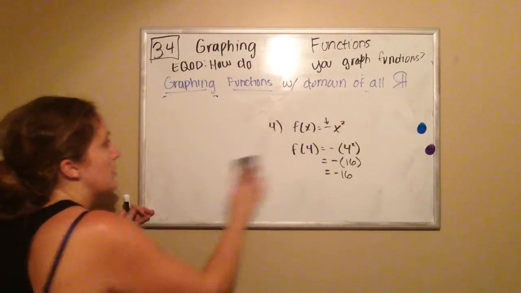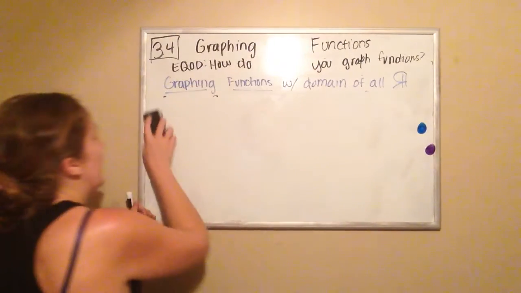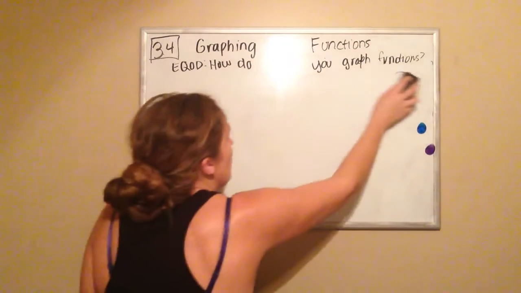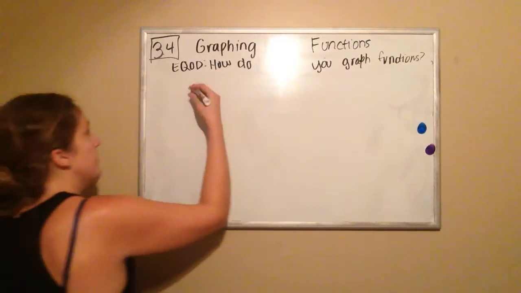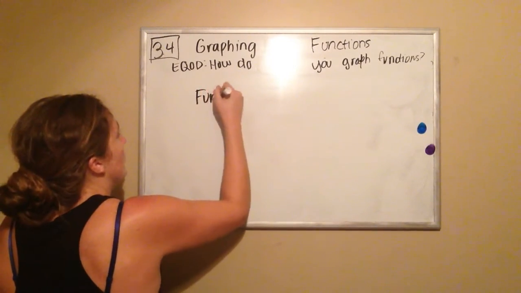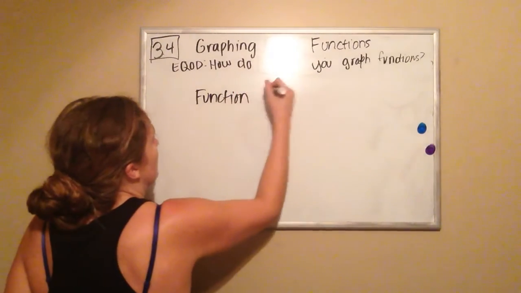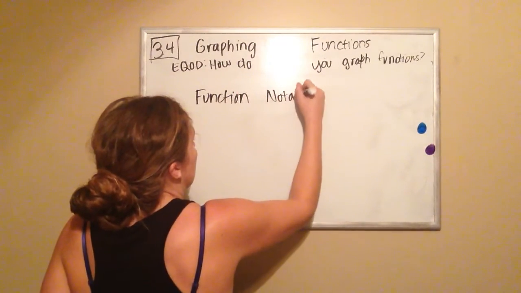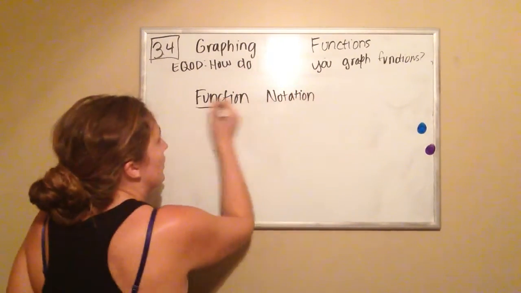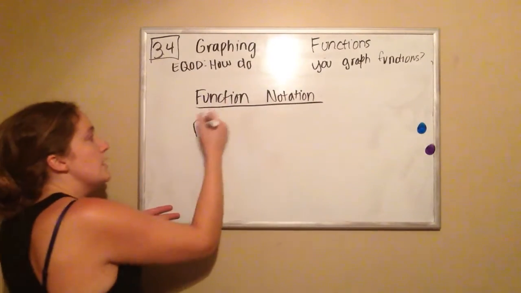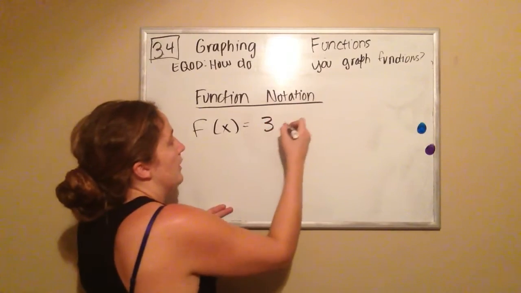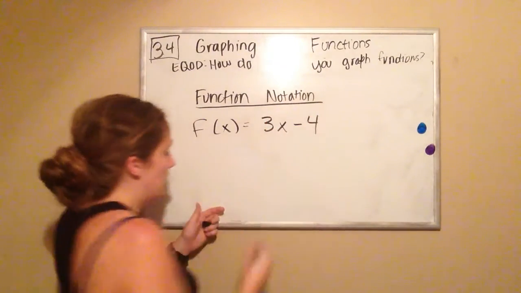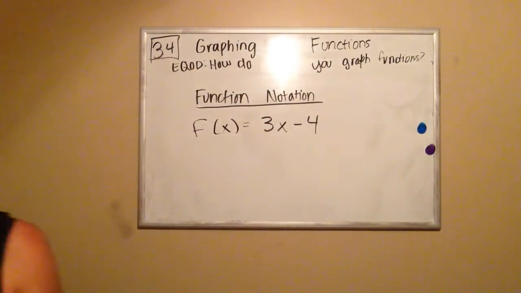Alright, if you're back with me, I'm assuming you completed those on the left-hand side. So I want to do one last thing just with function notation because there are so many errors with function notation. Okay, so function notation is f of x is equal to, let's say, 3x minus 4. Let's look at the various components of this.